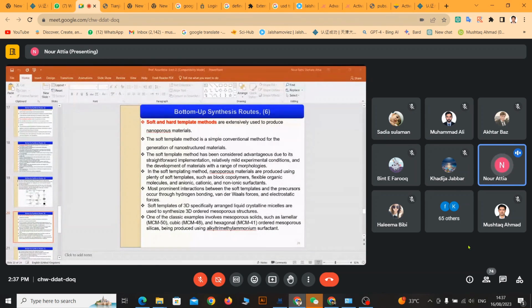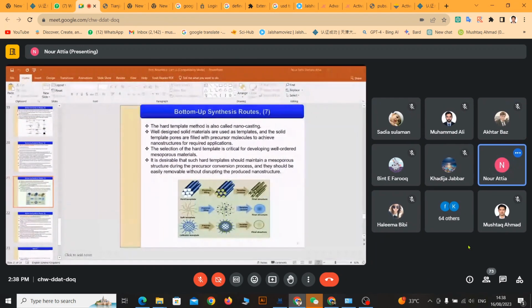Before, they used soft template, but mainly the soft and hard template method is used for nanoporous materials, either organic or inorganic. They use silica, hexagonal silica ordered mesoporous material, as the template, and they fill it with carbon precursors. Then they remove the silica, and they get nanoporous carbon. This is the main way people use the soft and hard template methods.